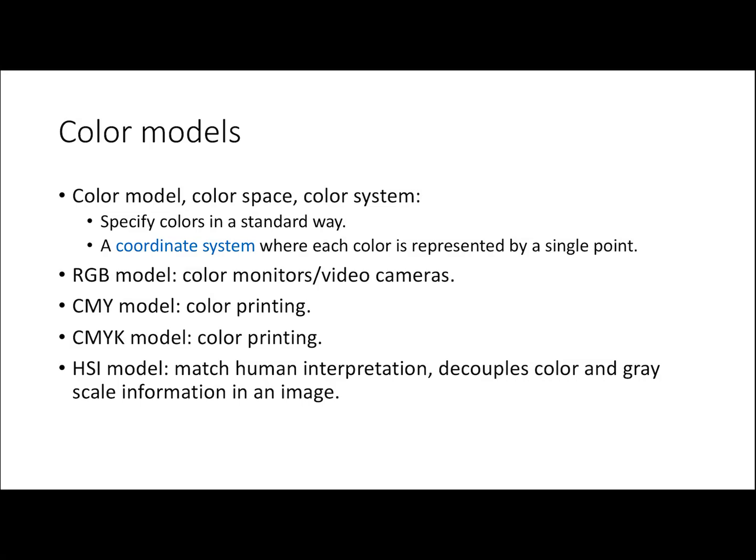In today's lecture we will talk about color models, which help us to specify a particular color in a standard way. But what is a color model? A color model is actually a space, or we can represent it as a coordinate system, within which any specified color will be represented by a single point.